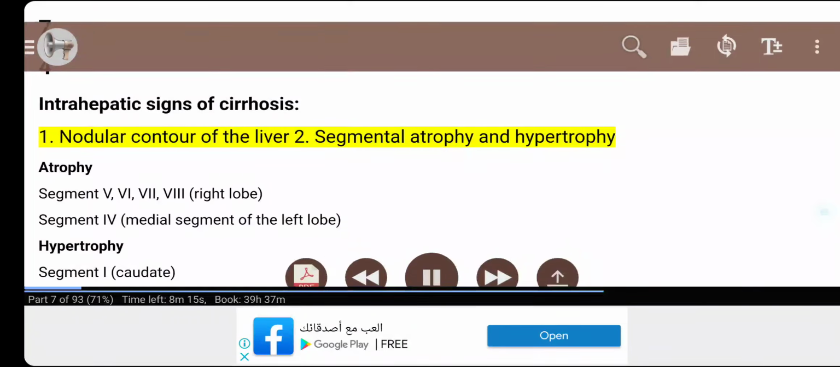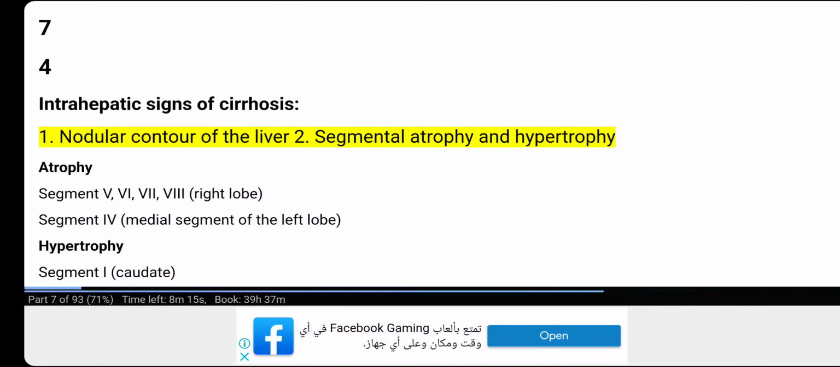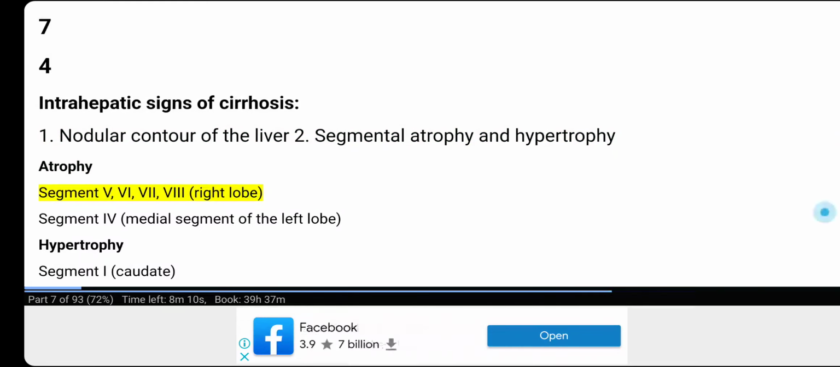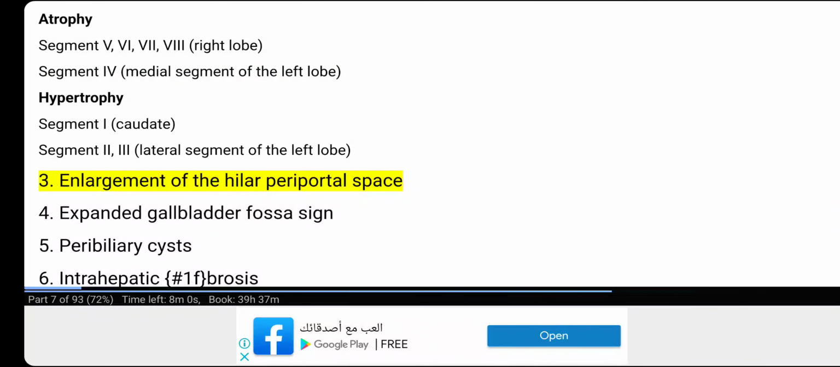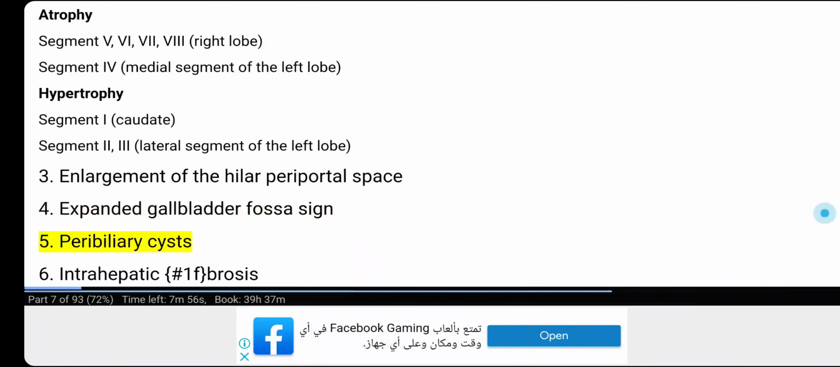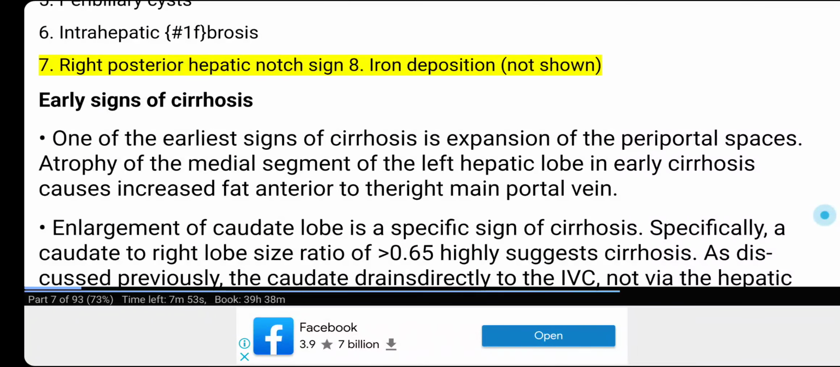Intrahepatic signs of cirrhosis. 1. Nodular contour of the liver. 2. Segmental atrophy and hypertrophy. Atrophy: segments V, 7, 8 of the right lobe, and segment IV, medial. 3. Enlargement of the hilar paraportal space. 4. Expanded gallbladder fossa sign. 5. Parabiliary cysts. 6. Intrahepatic fibrosis. 7. Right posterior hepatic notch sign. 8. Iron deposition, not shown.